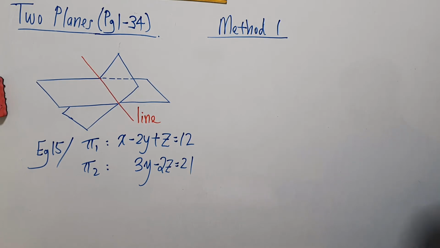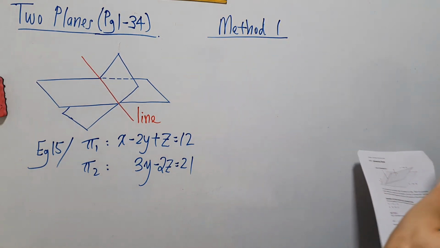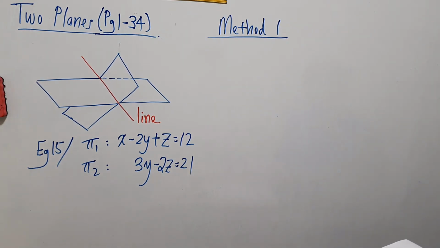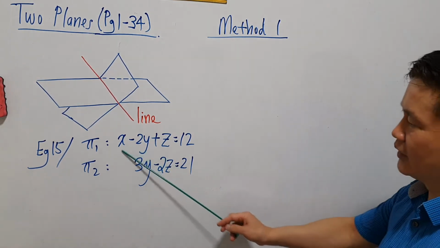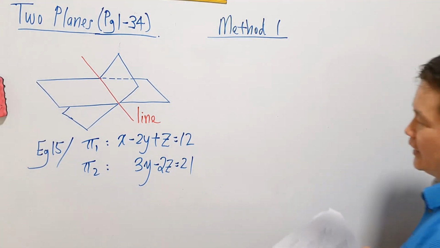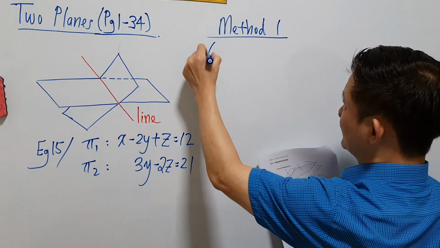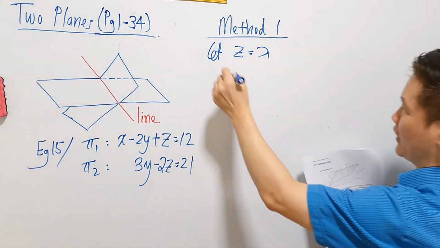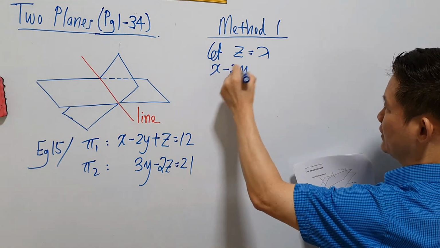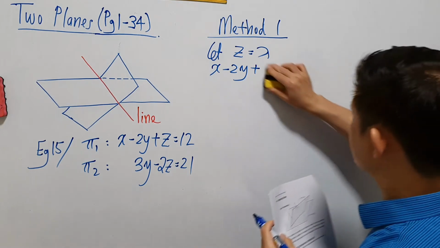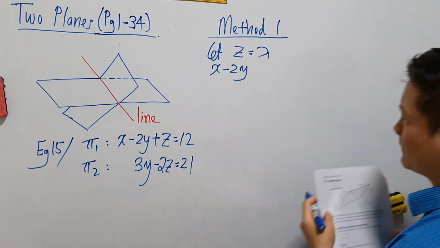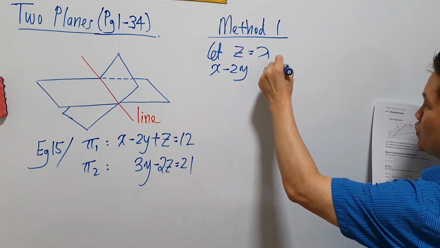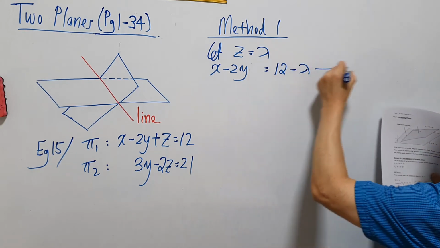I know you'll be wondering, there are only two equations but three unknowns. And the way to go about it is, okay, there are three unknowns, right? We are going to let one of these unknowns, say for example, z be lambda. Okay, I let z be lambda. So my equation becomes x minus 2y equals 12 minus lambda. I call this equation 1.